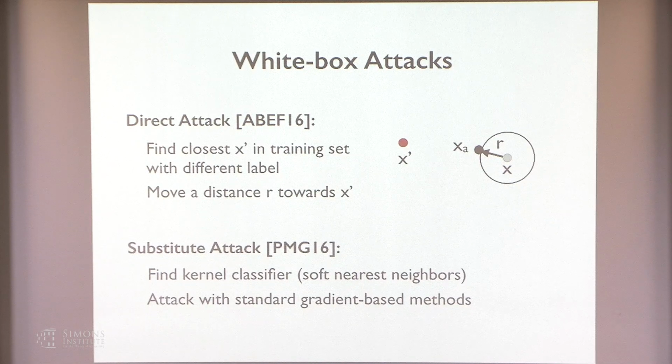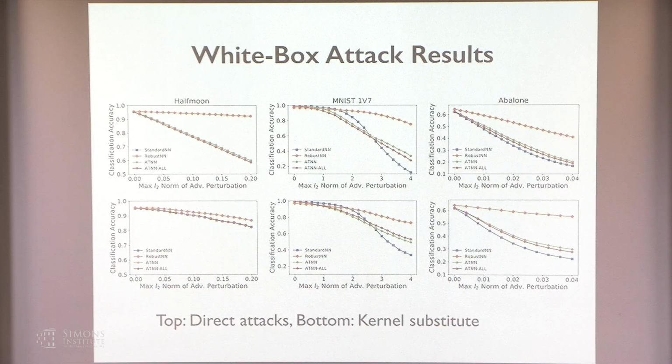And then there was also something by Papernot et al. Where basically you find the kernel classifier which is just soft nearest neighbors and you just attack it with standard gradient based methods, right. So for parametric methods there are just all kinds of gradient based methods for attacking them, so you just use those, okay.